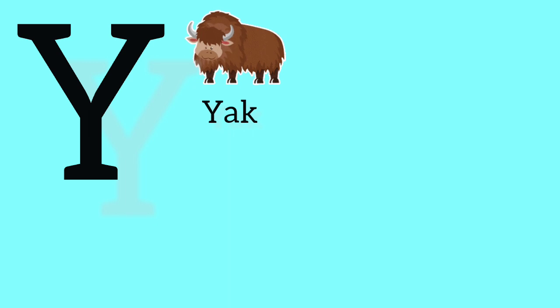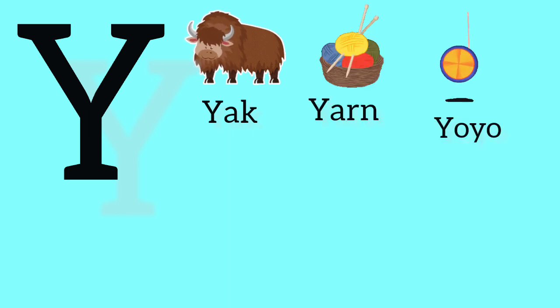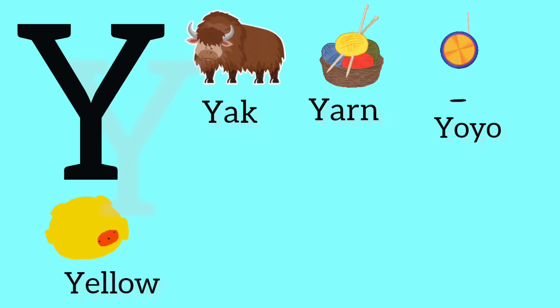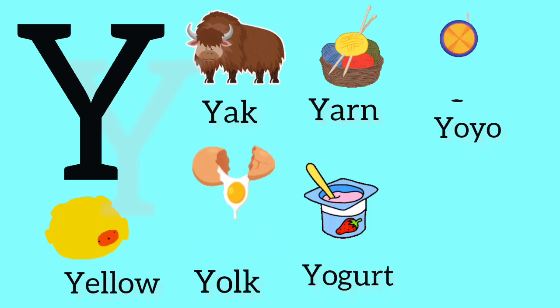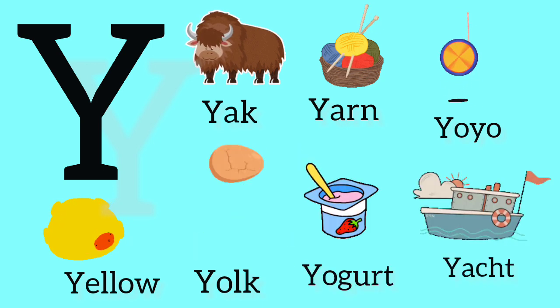Y. Y is for yak. Y is for yarn. Y is for yo-yo. Y is for yellow. Y is for yolk. Y is for yogurt. Y is for yacht.